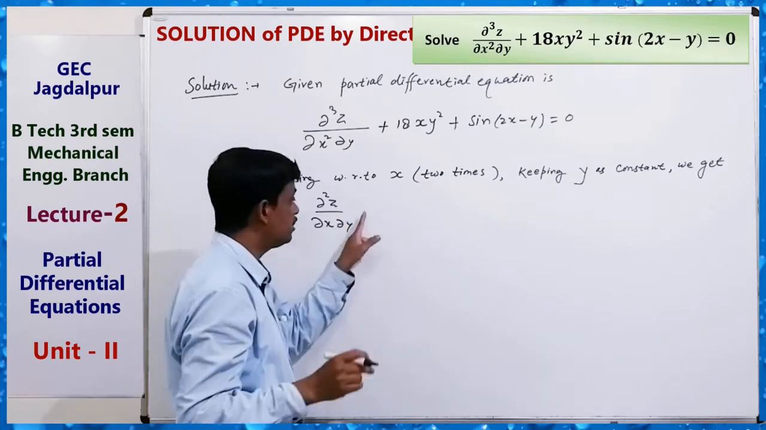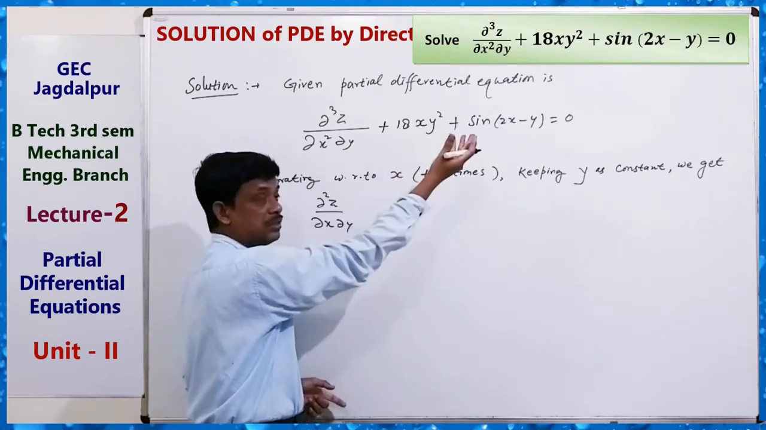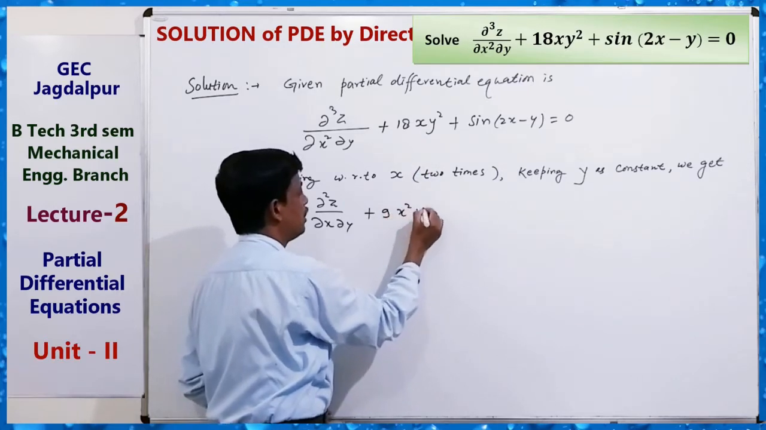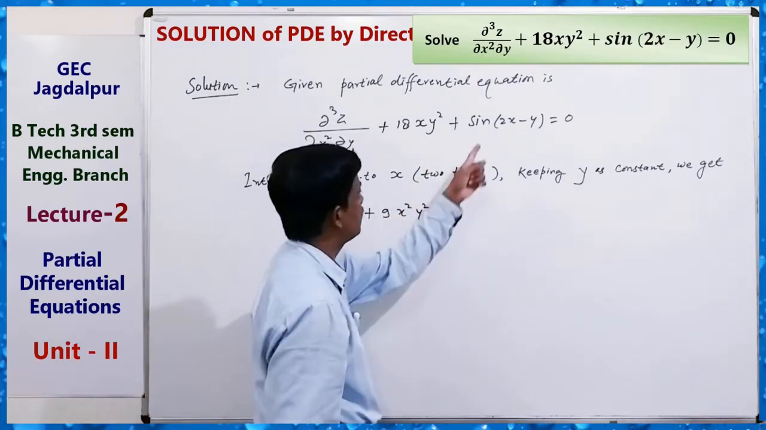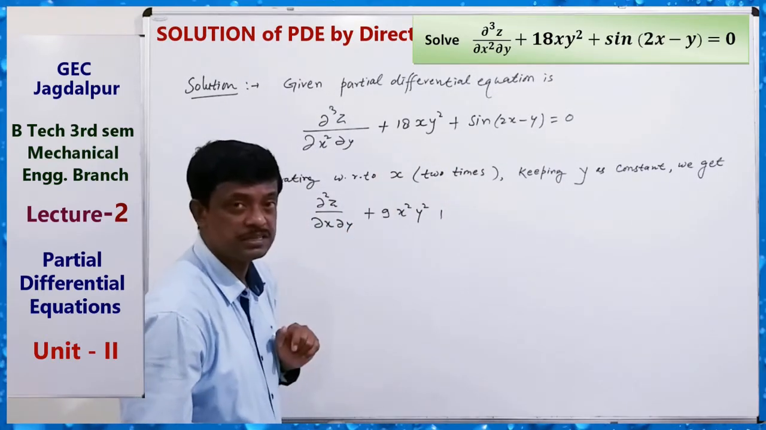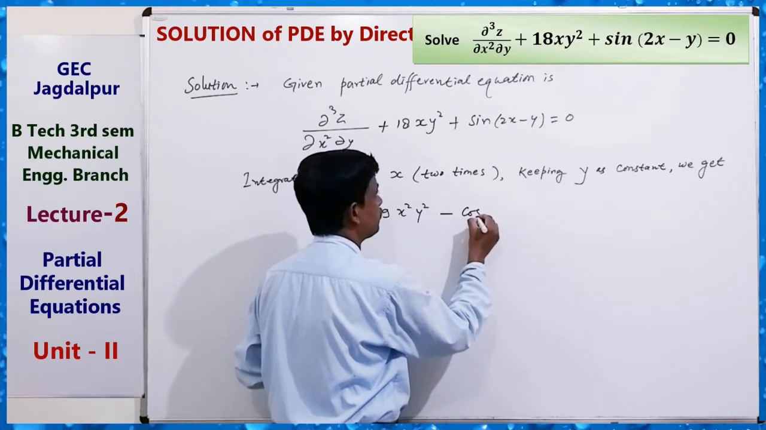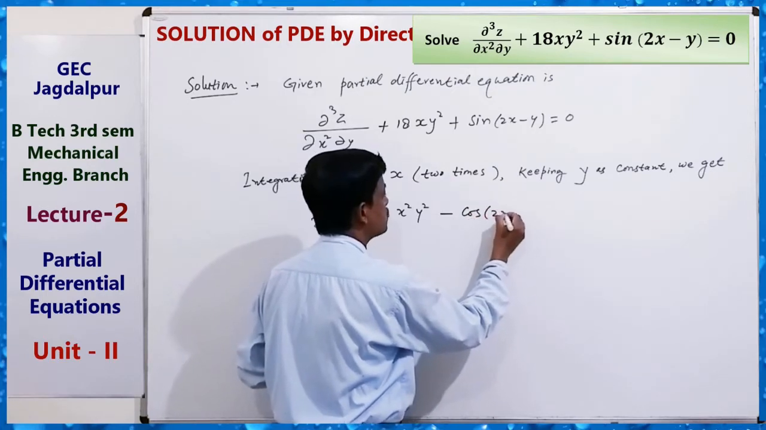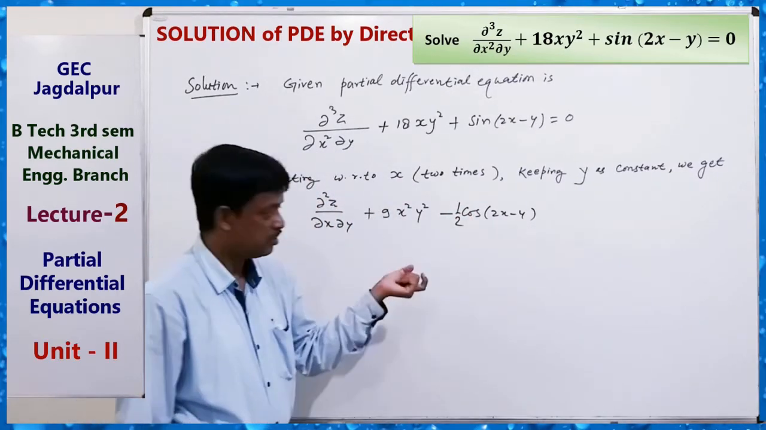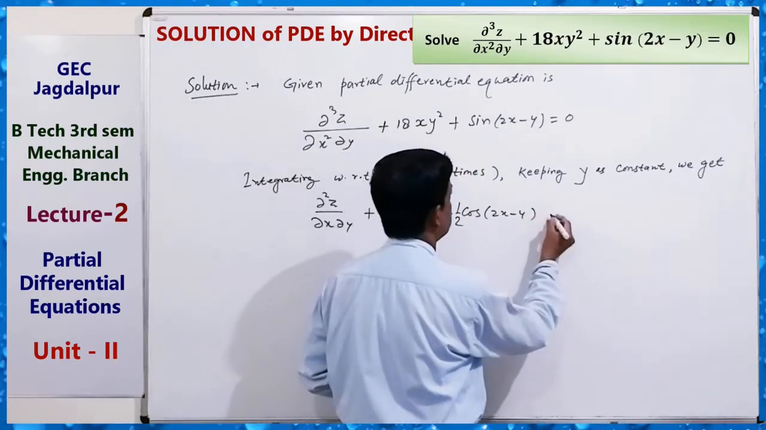Plus, now integrating 18xy square with respect to x: x square by 2, y fixed, so x square by 2 times 18 gives 9x square y square. Plus, now integrating sine: integration of sine is minus cos, so minus cos(2x minus y), divided by the coefficient of x, which is 2. So this is minus 1 by 2 cos(2x minus y).